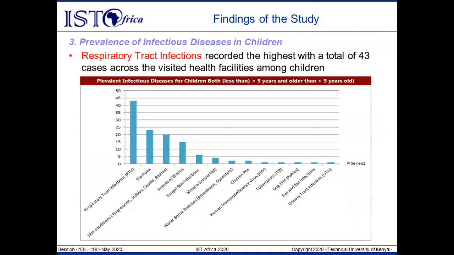The other analytics we did was prevalence of infectious diseases, mostly in children. Respiratory tract infections recorded the highest with a total of 43 cases across all the visited health facilities. And as you can see, there is a graph showing all the other infections. RTIs, that is respiratory tract infections, recorded the highest, followed by diarrhea, skin conditions, intestinal worms, and fungal skin infections. We also had some suspected cases of malaria, and all the others are shown in this graph.